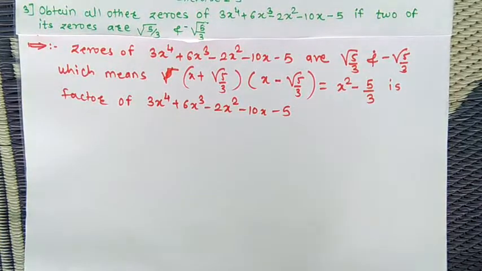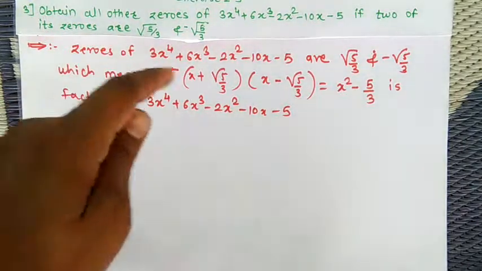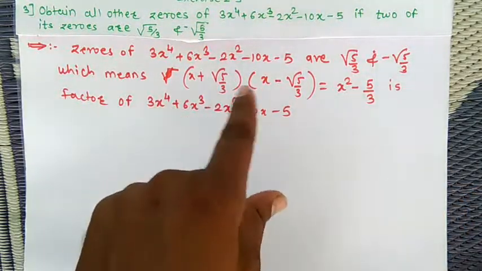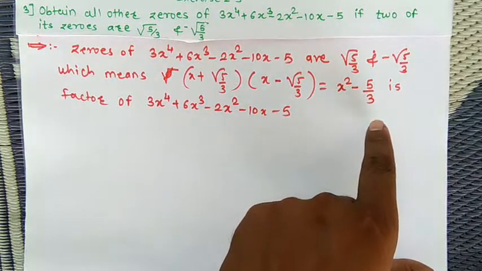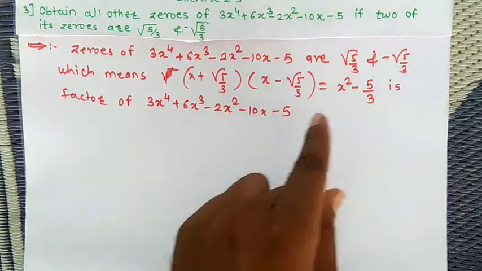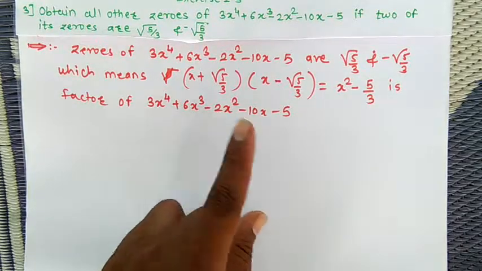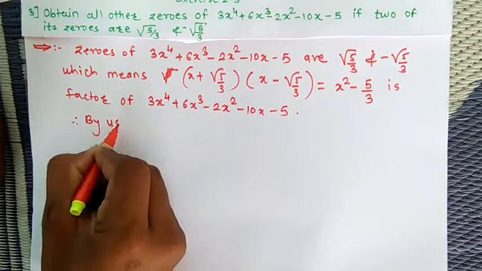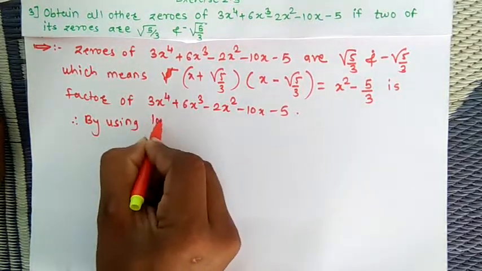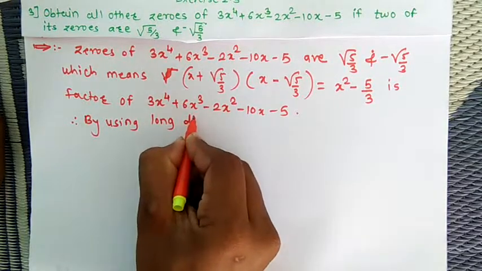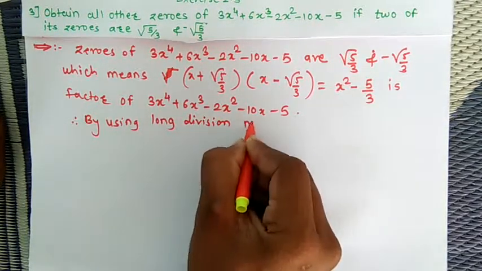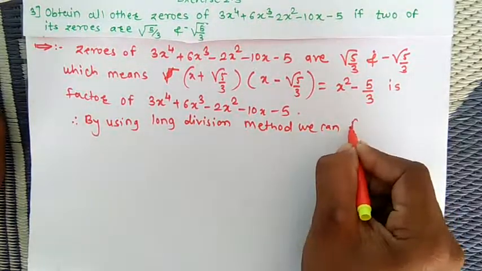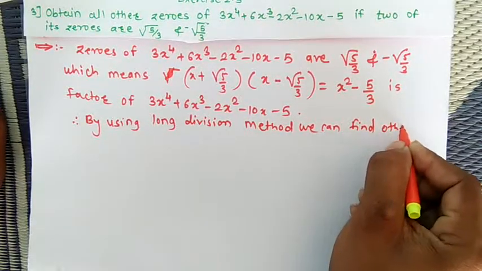What is the meaning of this? Here two zeros are given. That two zeros means root 5 by 3 and minus root 5 by 3. If we multiply these two factors, we will get x square minus 5 by 3. This means that it is a factor of this one. Therefore, by using the long division method, we can find the other two zeros.